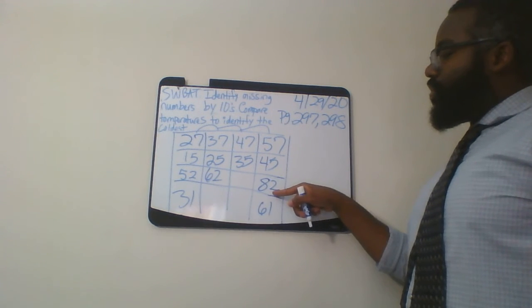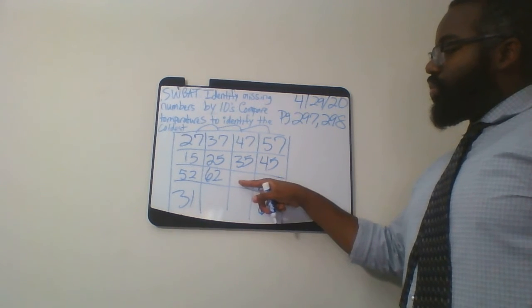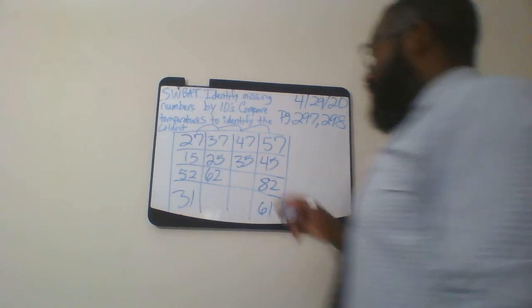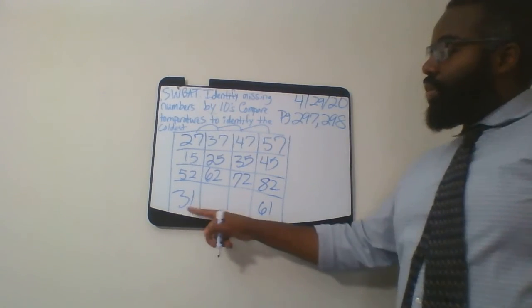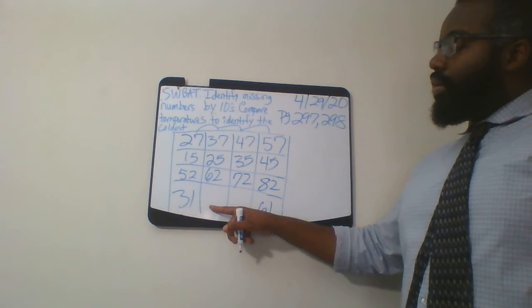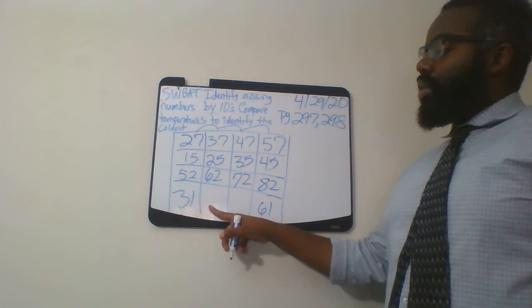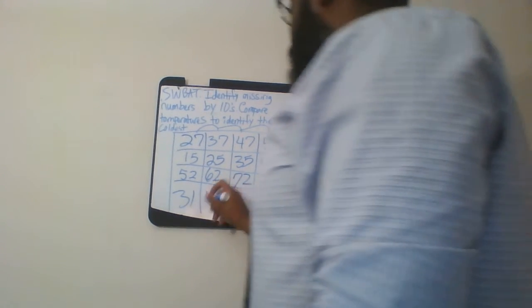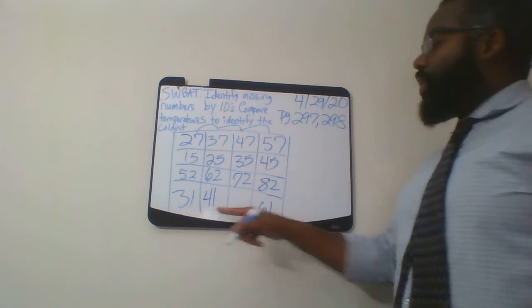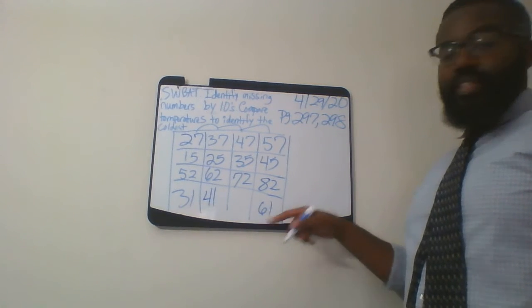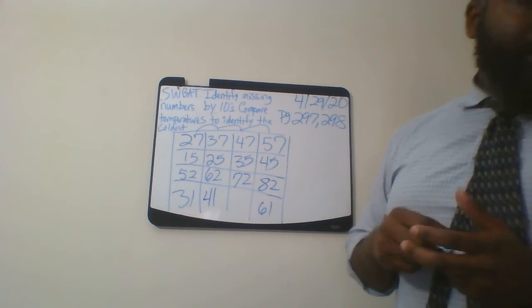Notice it's 82 right here. So what goes right here? 72. And we're going to work on one more. For example, we have 31, a missing number, 61. What do you think goes here? 41. So 31, 41, you fill in a number here, and 61. So for that chart, you're going to work on that.